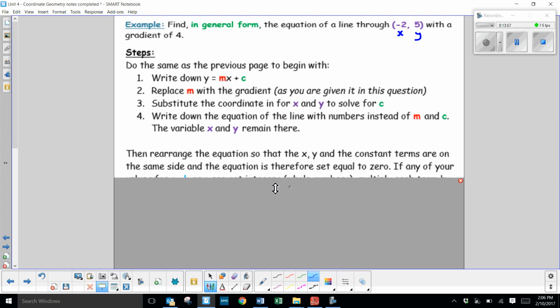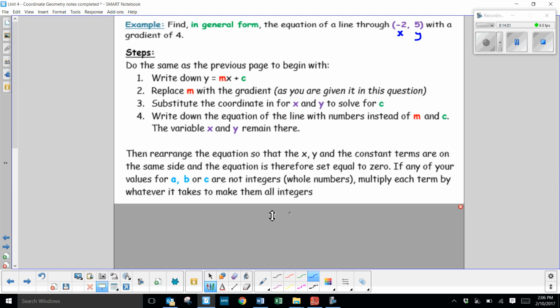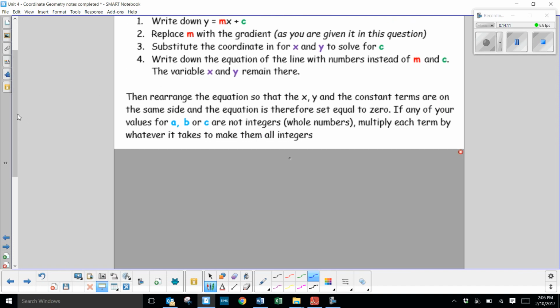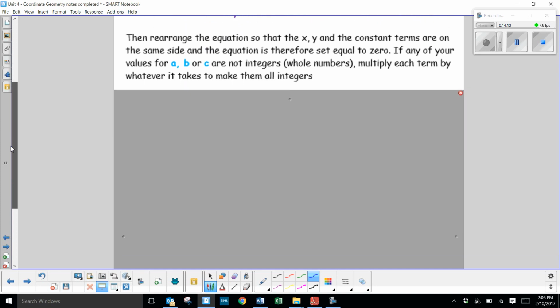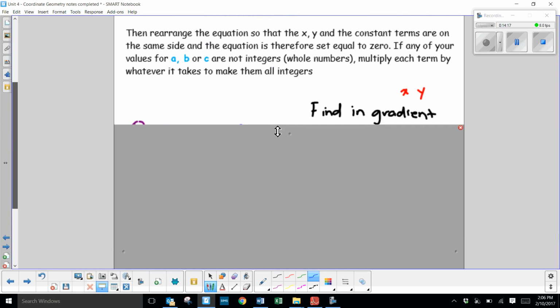If any of your values of a, b or c are not integers, whole numbers, multiply each term by whatever it takes to turn them into integers, which might not make sense now, but when we see it in practice it might make more sense. So first of all, we're going to find it in gradient intercept form. So y equals mx plus c, step 1. Step 2, substitute in your gradient.